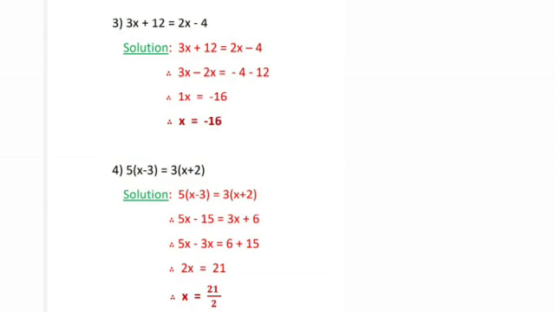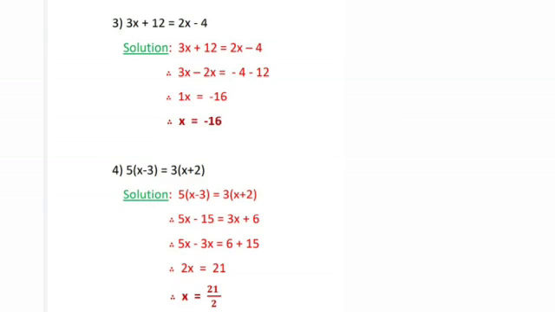Now the fourth one, 5 into bracket x minus 3 is equal to 3 into bracket x plus 2. Now your left hand side is 5 into x minus 3. So first you will open the brackets. It will become 5 into x is 5x minus 5 into 3 is 15. So your left hand side is 5x minus 15.